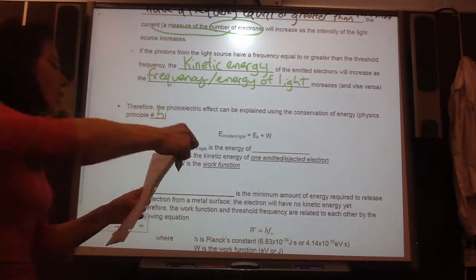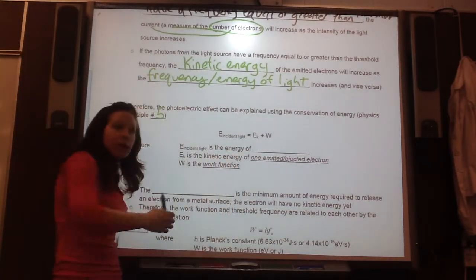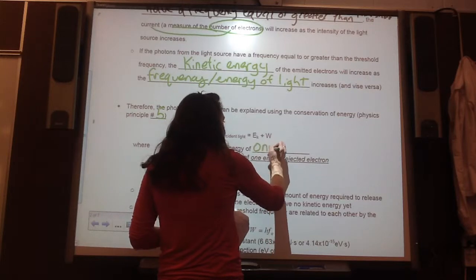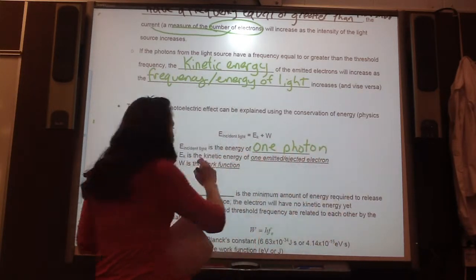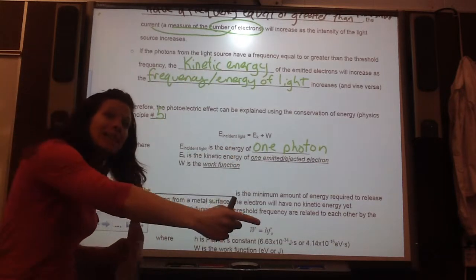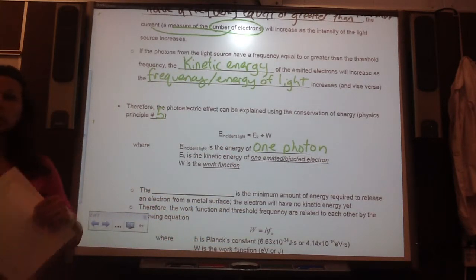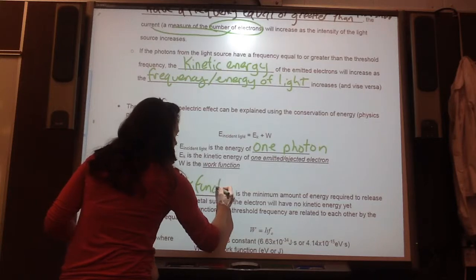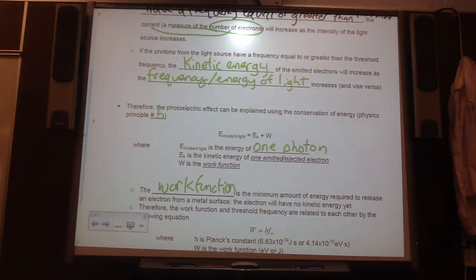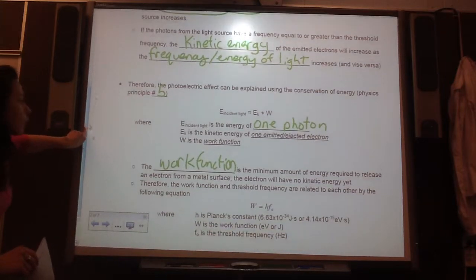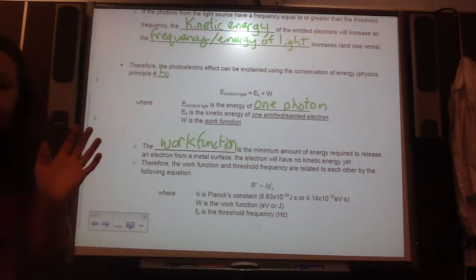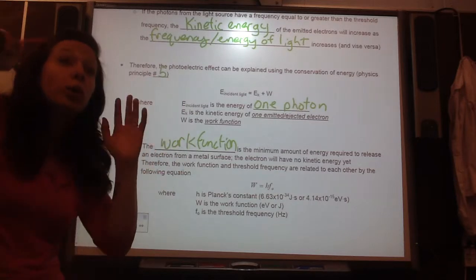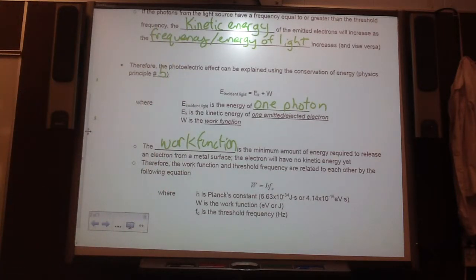Okay, so this is saying all of the incident light, so that's the light coming in, that's the photons, the photon energy, so this is the energy of one photon, is equal to the kinetic energy of the electrons leaving plus the work function, or the work done. So the work function is the minimum amount of energy required to release it. So the energy needed to give it that shove, and then how much energy it has while it keeps going. Okay, so the shoving, and the energy it has when it's left.